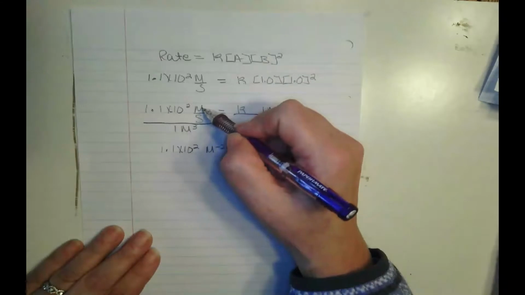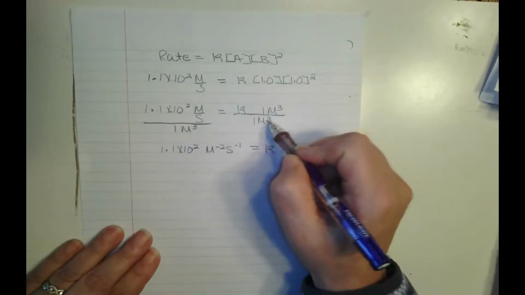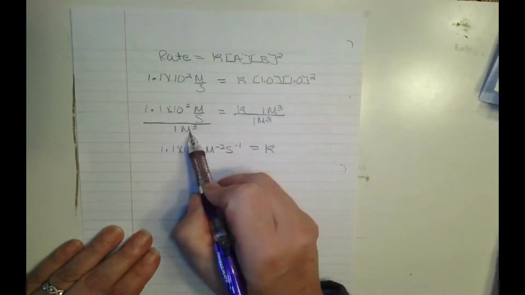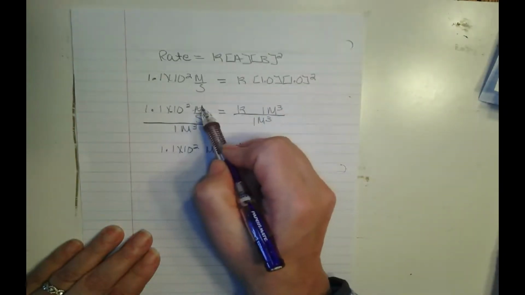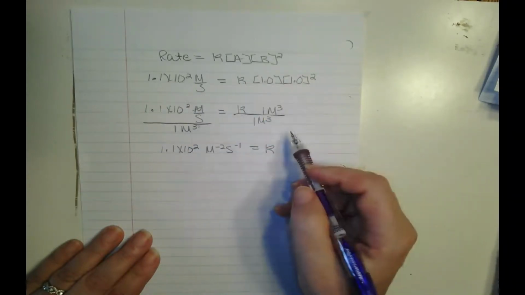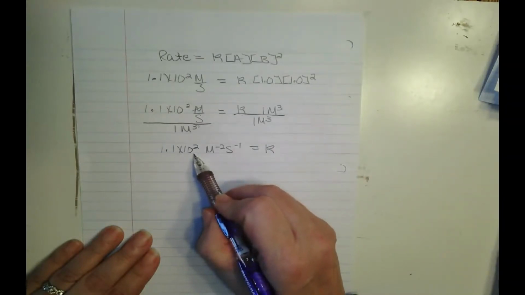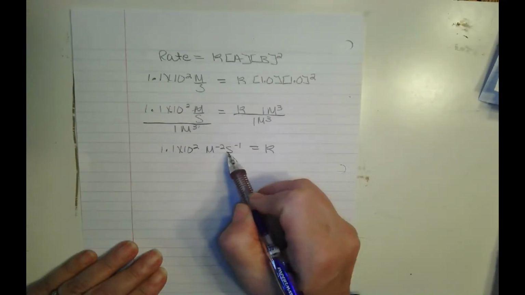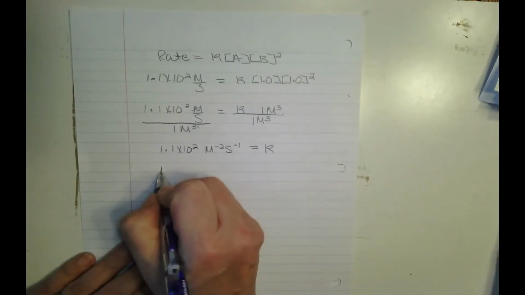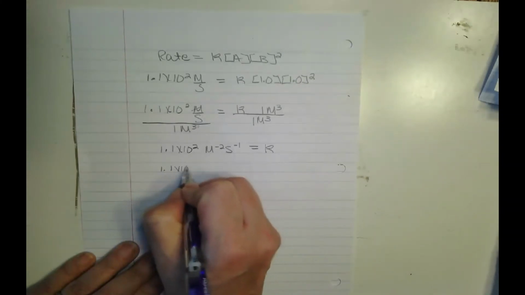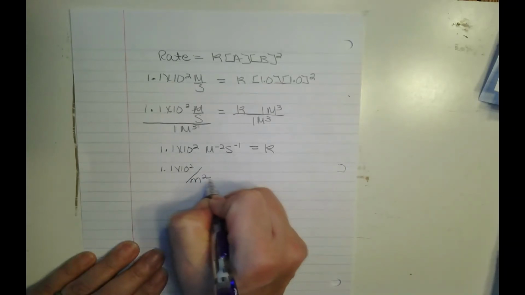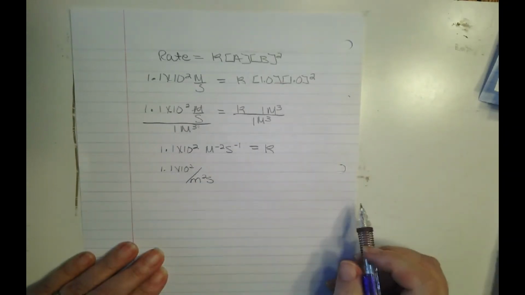Now notice my rate is molarity per second, and I divided it by molarity cubed, right? Molarity times molarity twice, divided by molarity cubed. So 1 molarity goes away, and that becomes molarity squared. And seconds is on the bottom. So I have 1.1 times 10 to the power of 2, molarity to the minus 2, seconds to the minus 1. And remember, that means 1.1 times 10 to the power of 2 divided by molarity squared seconds, because that's what the minus 1 means.